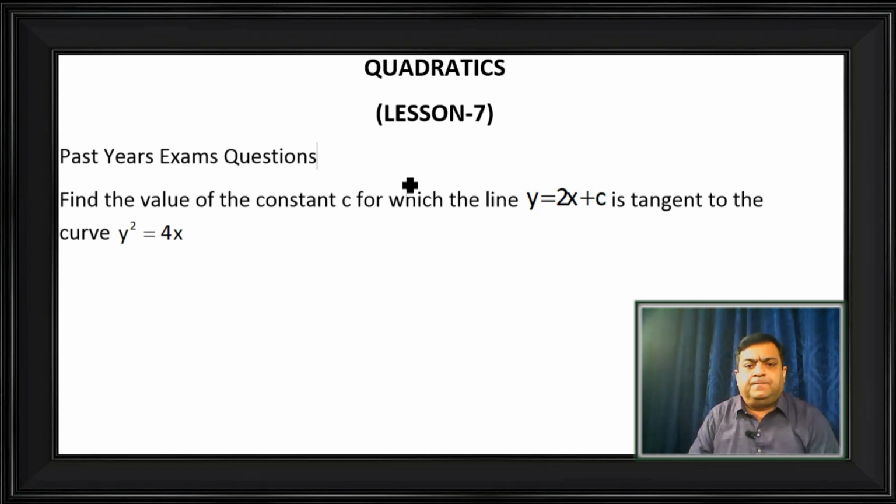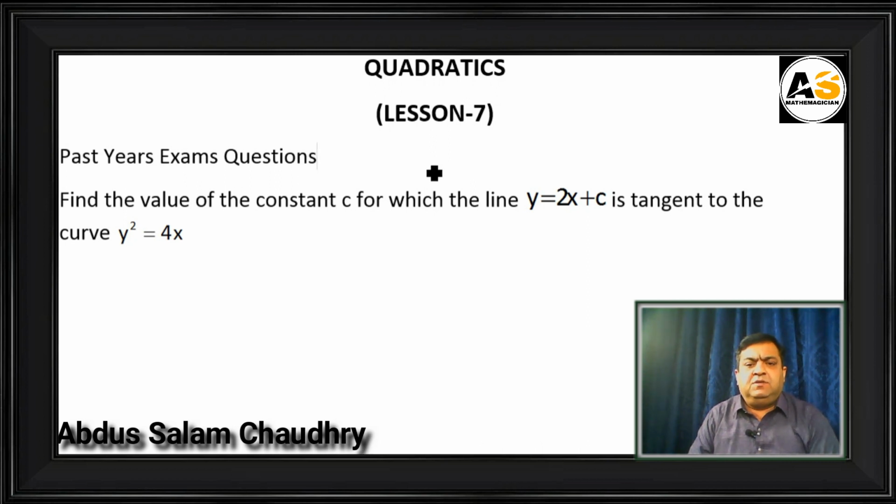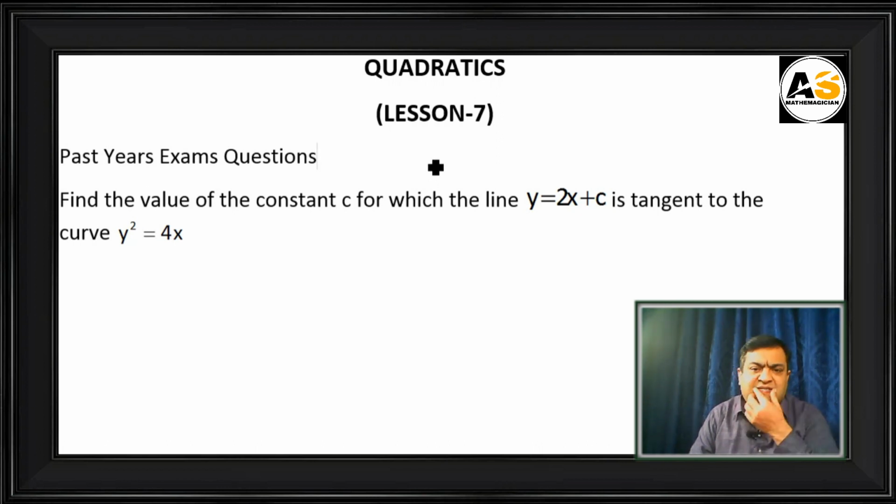Hello dear students, this is lesson number 7 of quadratics for AS levels. In the first 4 lessons, we established our concepts regarding quadratics. We understood the graph of the two different cases. Case 1, when the coefficient of x square was positive, and case 2, when the coefficient of x square was negative.